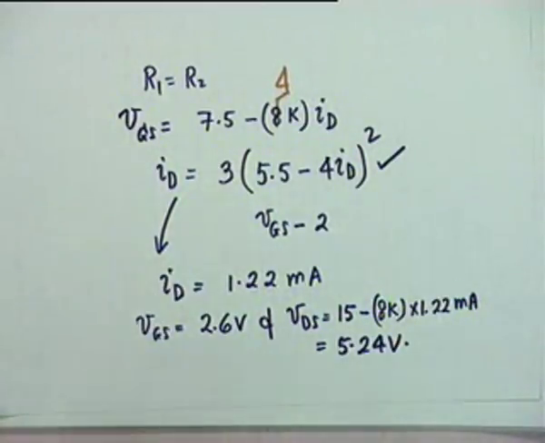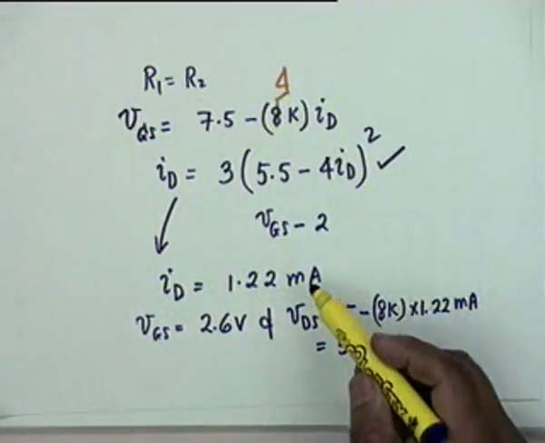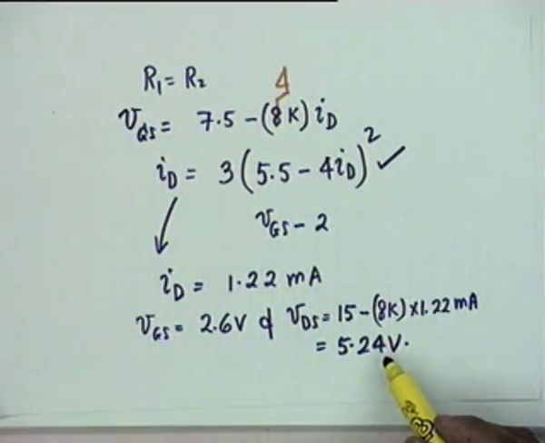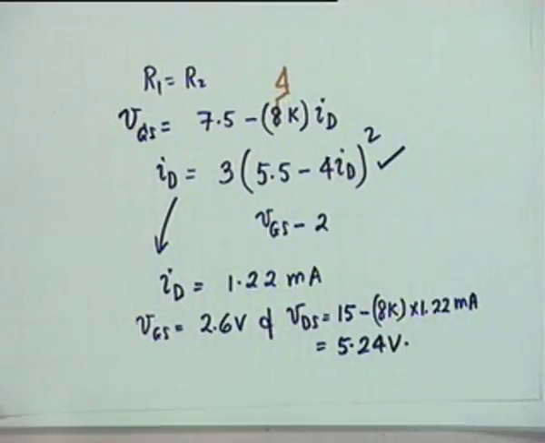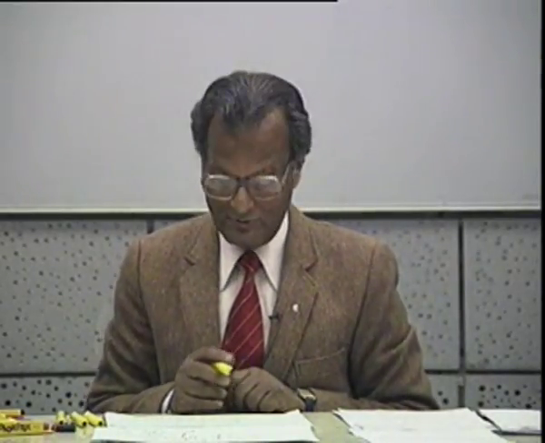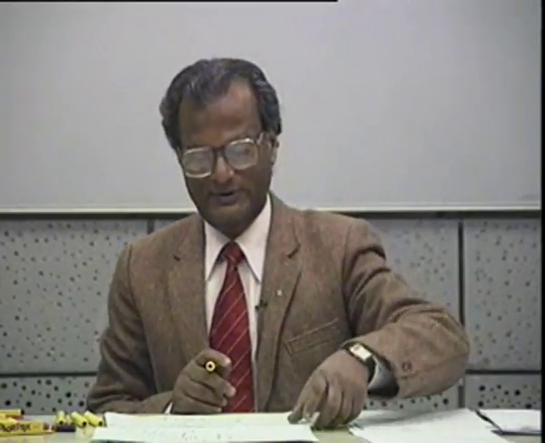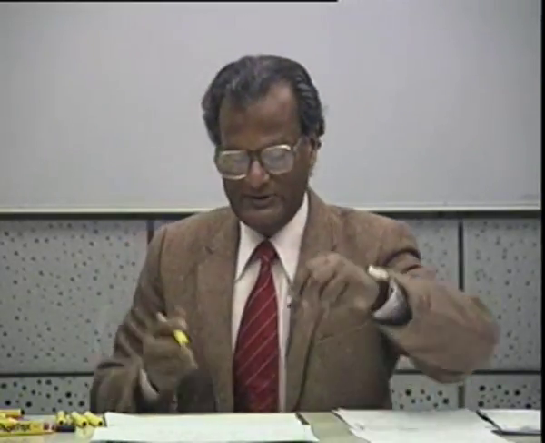Alright, this is the first part of the question. If R1 is equal to R2, this is the operating point, that is 1.22 milliampere and 5.24 volt at VGS equal to 2.6 volt. VGS now is required to be greater than VT, the threshold voltage, and VT was 2 volts. So 2.6 is an acceptable value. Okay. Second part of the question.